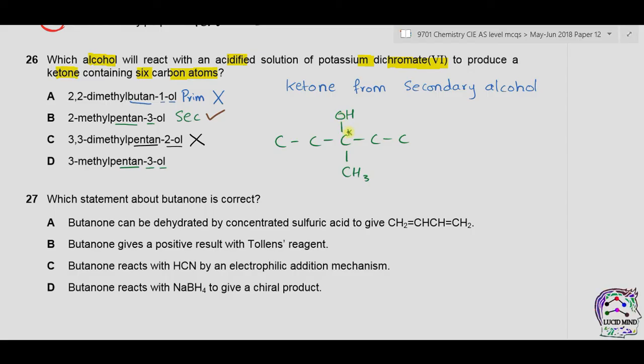Now we can see that the carbon atom bonded with OH is directly attached to 3 carbon atoms, so therefore this is a tertiary alcohol, and a tertiary alcohol cannot be oxidized further, so therefore D is also incorrect. The correct answer is therefore B.